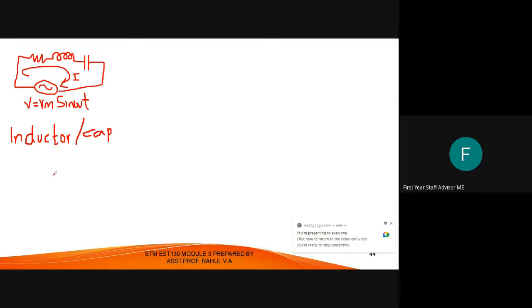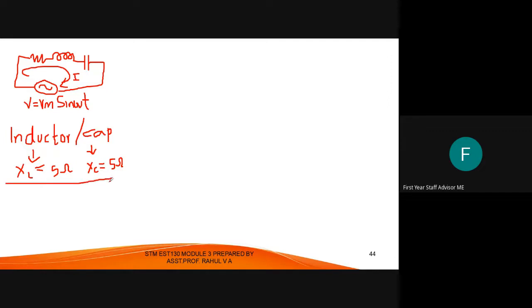If you design an inductor with inductive reactance XL equal to 5 ohm, and choose a capacitor with capacitive reactance XC equal to 5 ohm, they will cancel each other because both are of the same value. So depending on this, we will divide the analysis of this circuit into three cases.